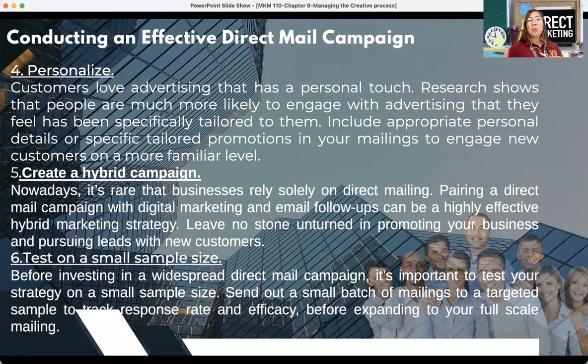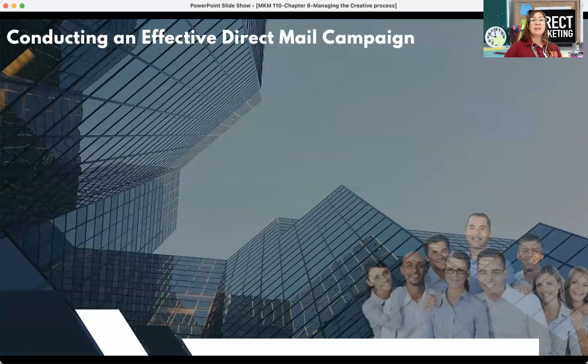Remember, we should only target the people na alam natin na they will be more interested with the thing that we're going to promote. Otherwise, you are just spending money or investing the money ng walang dahilan. So send out a small batch of mailings to a targeted sample to track response rate and efficacy before expanding to your full-scale mailing. So once again, we have to consider just to test lang muna yung ating sample size.